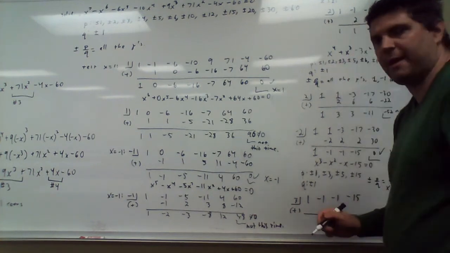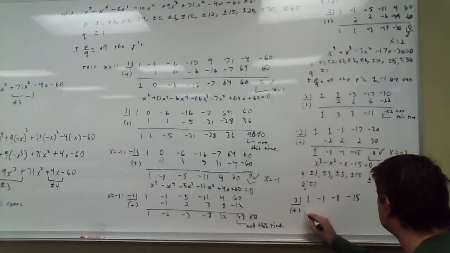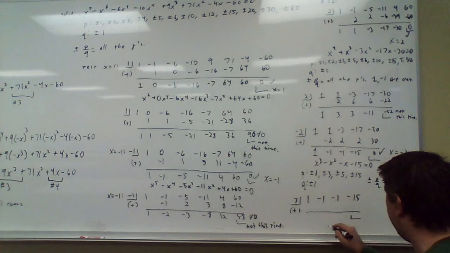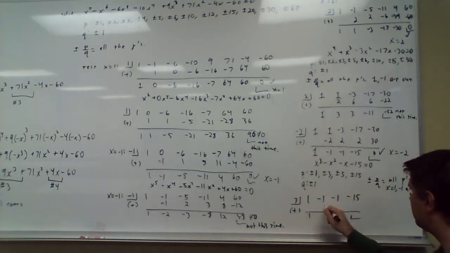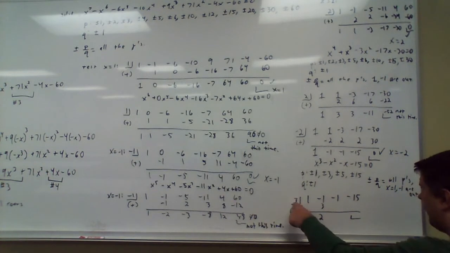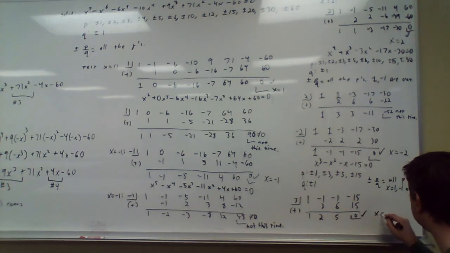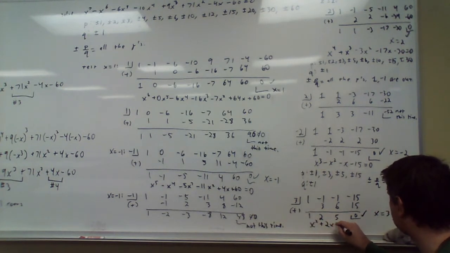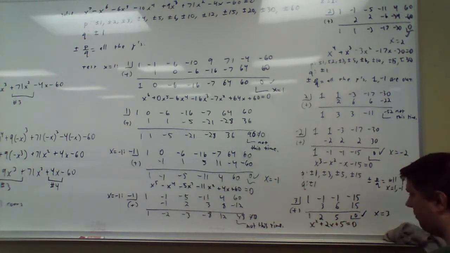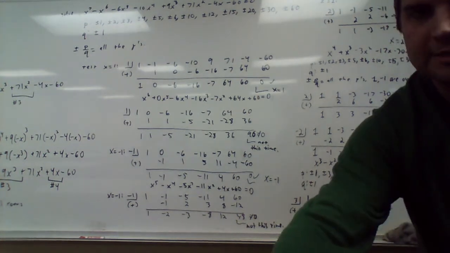I better make those closer together. Okay, so I'll bring down this 1. 3 times 1 is 3, that's 2. 3 times 2 is 6, that's 5. 3 times 5 is 15. Add those up, you get 0. So x equals 3 is also a root, and I have x squared plus 2x plus 5 equals 0. I'm going to pause it and get another board.